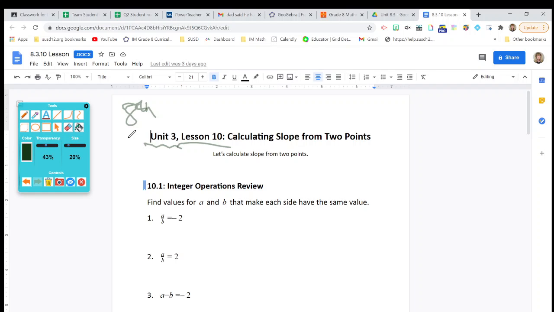So in today's lesson, you're going to find ways to calculate the slope of a line just with 2 coordinate points, not even using a graph. I'll show you that down below in the lesson.